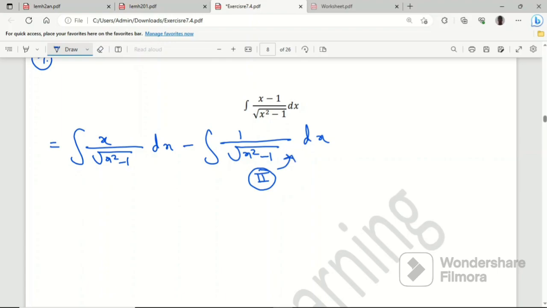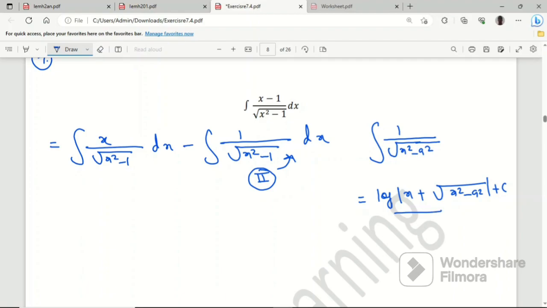I'm writing the formula for integration 1 upon x square minus a square. It will give me log x plus under root x square minus a square plus c as our answer. It will be our answer for this part. But now we need to solve the first part. Again, this part is quite easier. We have solved this type of integration in some questions.